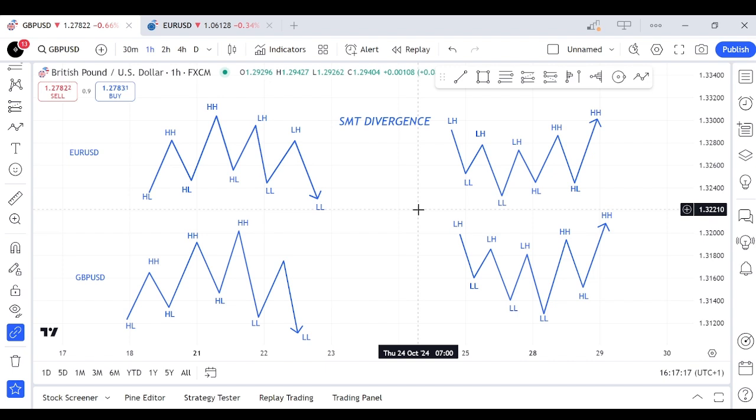Remember, understanding this technique will equip you with the knowledge to spot institutional footprints in the market, potentially leading to more informed trading decisions. So let's get started.